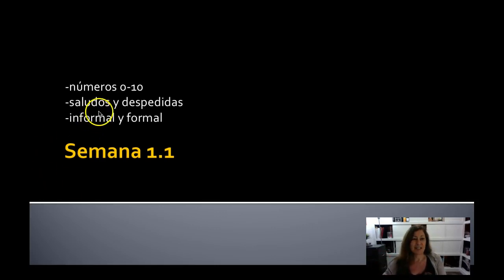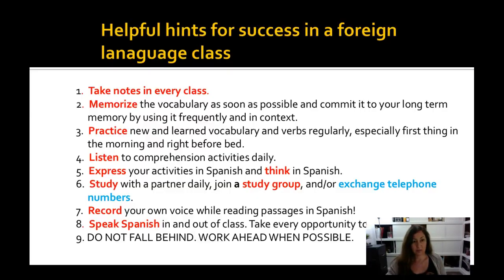In this one, we're going to discuss números 0 a 10, saludos, which is like salutations, despedidas, which are like adiós, ways to say goodbye, and informal y formal en español. And before we get started, we're going to have some helpful hints for success in a foreign language class.